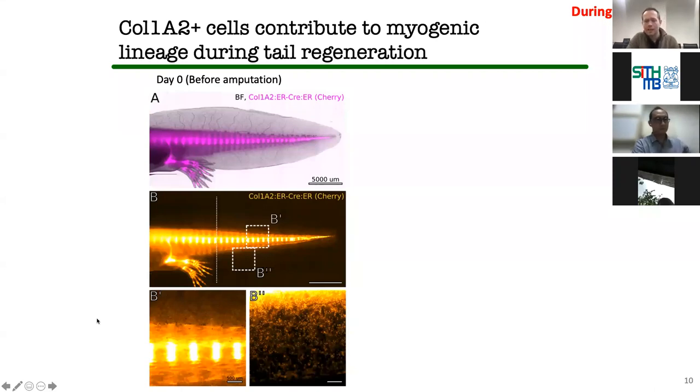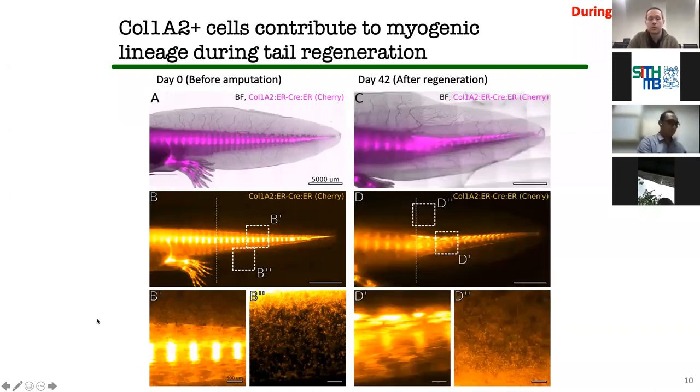When we now amputate this tail and we wait for 6 weeks to observe the regenerate, we again see that all major connective tissue populations are labeled. So in the blow up here, you can see the vertebrae, the fin mesenchyme there, the intermyotomal cells. But interestingly, there's also some contribution to the musculature, suggesting that these COL1A2 positive cells can also contribute to the myotome. Effectively, they therefore contribute to all soma-derived lineages within the tail.